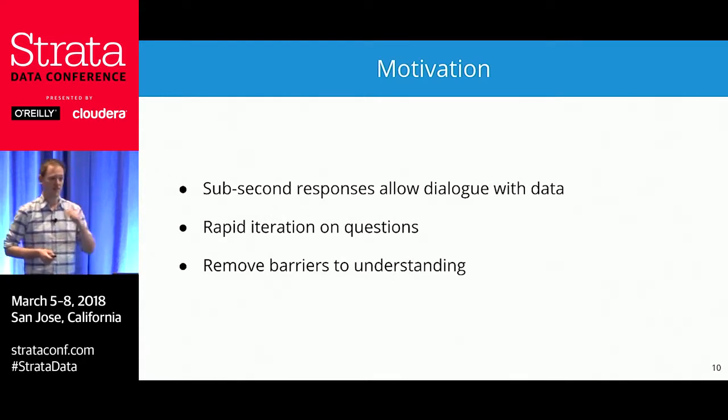So what's the motivation for all of this? The motivation is that sub-second responses are really important because they allow a dialogue with your data. They allow you to fly through it in that way I was showing earlier. You get to do rapid iteration on questions.